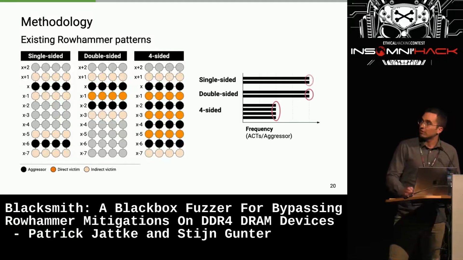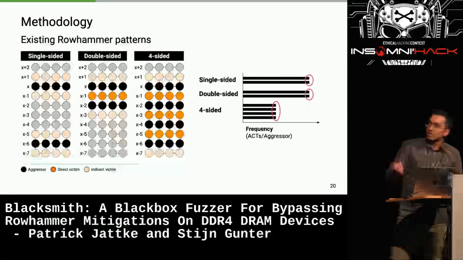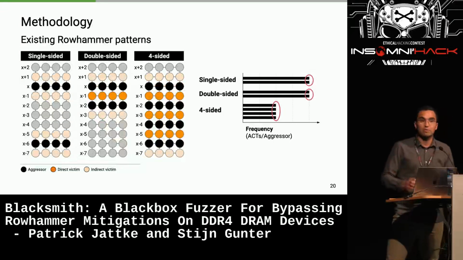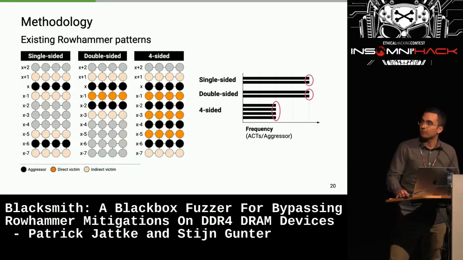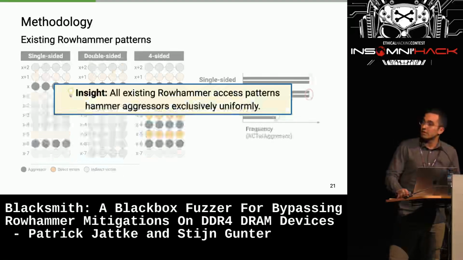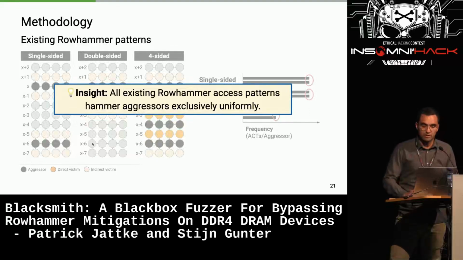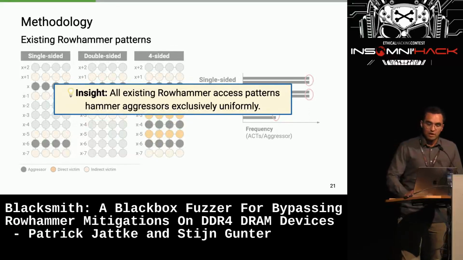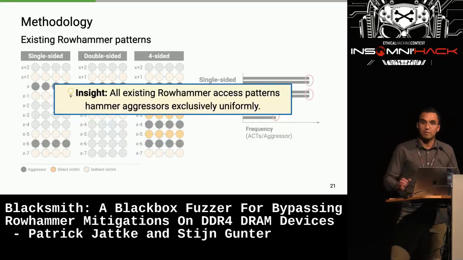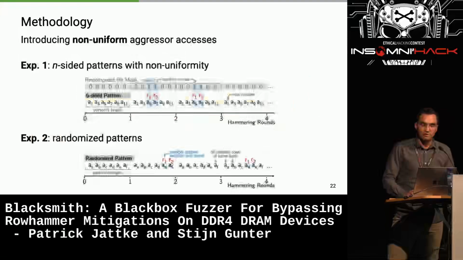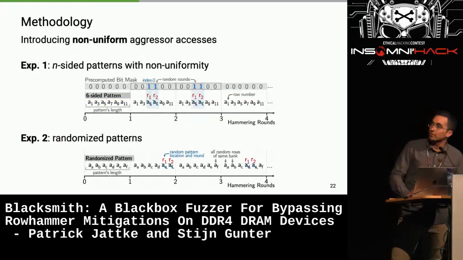And we made the observation that in these patterns, all the aggressors are hammered uniformly, so the same number of times. And this is a very simple case for the mitigation, right? Because if it can track one of those, then it already knows the hammer count of the other ones. So this was our first insight. And we wanted to see how effective it is if we use non-uniform access patterns to bypass the mitigations. And for that, we constructed two experiments.